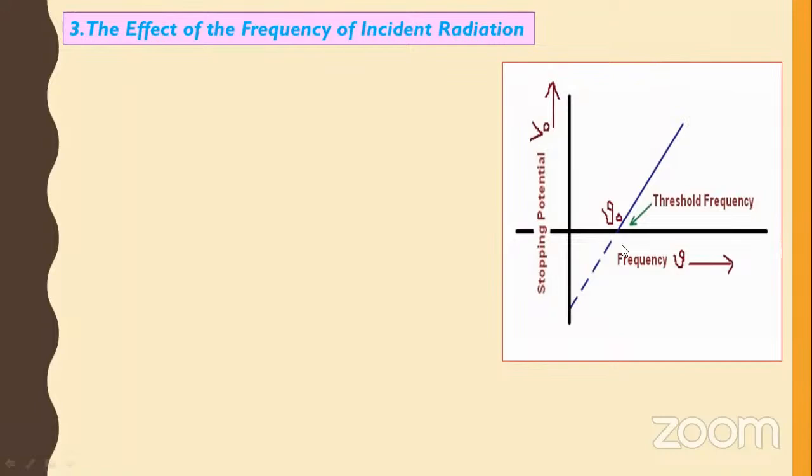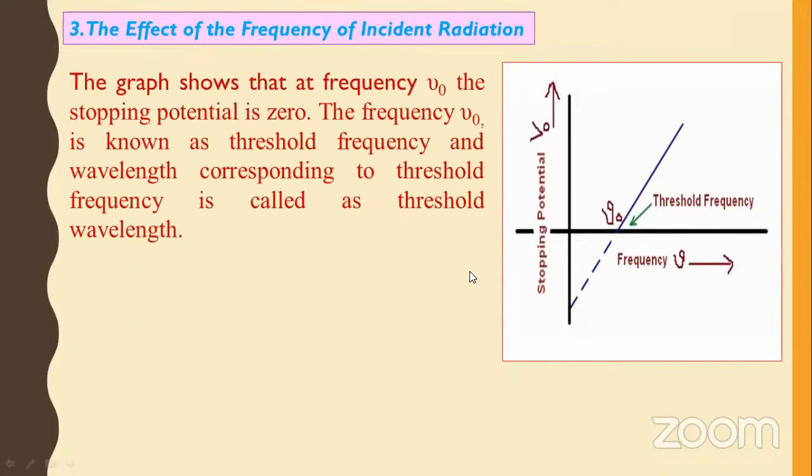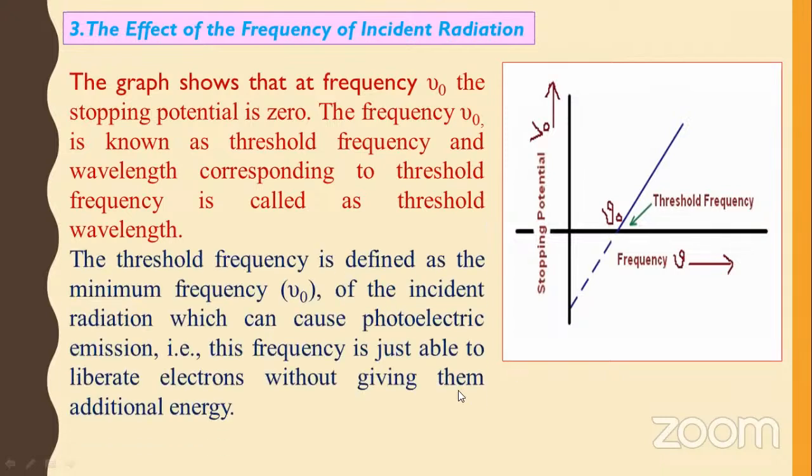So at what voltage the stopping potential is zero, that frequency you can call a threshold frequency. See here, at frequency nu naught the stopping potential is zero, then the frequency nu naught is called the threshold frequency. The wavelength corresponding to the threshold frequency you can call the threshold wavelength.